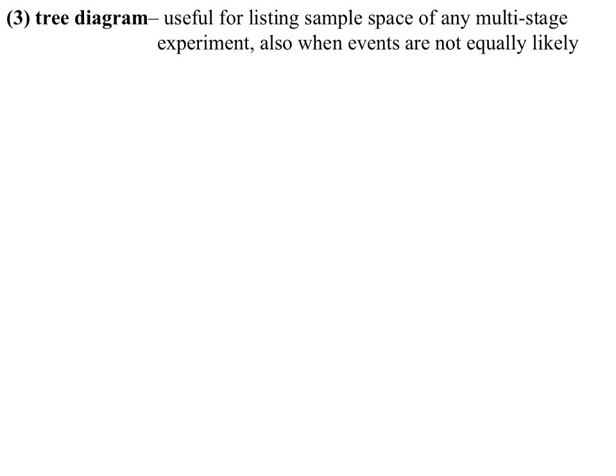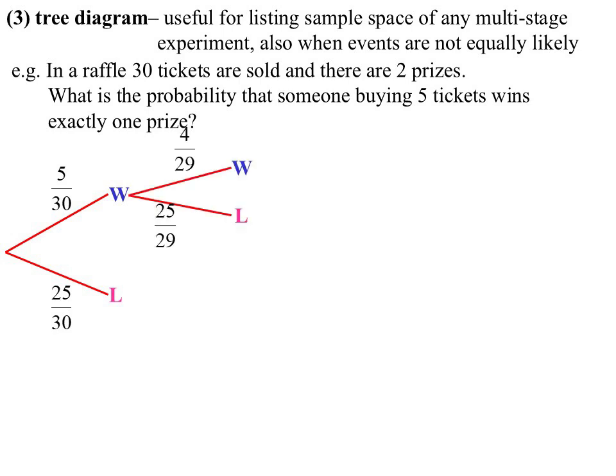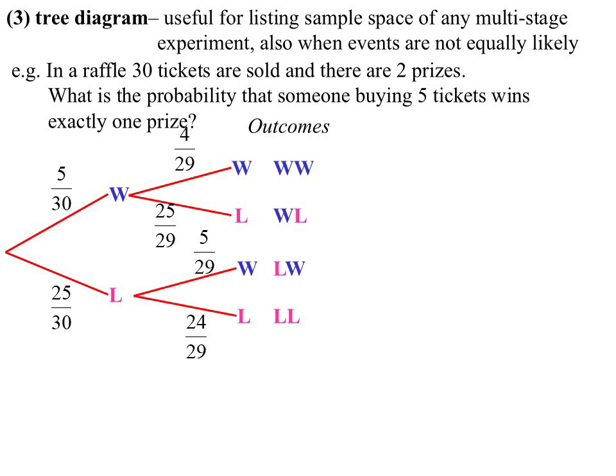Tree diagrams, probably one of the more common ways to do it. Raffle, 30 tickets, 2 prizes. Probability someone buying 5 tickets wins a prize. So we branch out, they could win or lose on the first draw. Then if they win, that changes the probability, so it's now 4 on 29. So if it's not equally likely, we tend to write the probabilities on the branches. If it's equally likely, we don't have to worry about that because we can just simply count. And so there's all my outcomes.